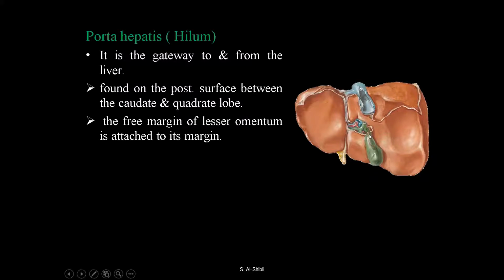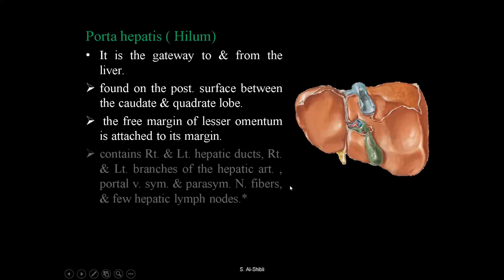If you remember, all of us know the lesser omentum connecting the lesser curvature of the stomach to the liver, and exactly to the margin of the porta hepatis. Okay, in surgery we call it the duodenal ligament or hepatoduodenal ligament. In anatomy, we call it the free margin of the lesser omentum.